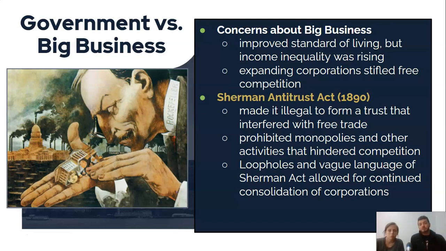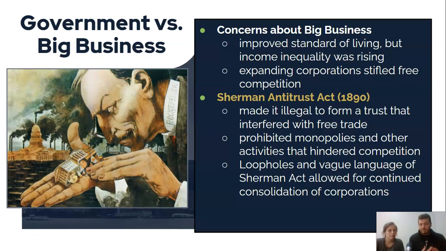So one way to deal with these trusts and these monopolies that were forming was the Sherman Antitrust Act of 1890. It was the first attempt to start controlling them. This made it illegal to form a trust that interfered with free trade, meaning companies could not raise or lower prices or sell less quality products because they had a monopoly. It prohibited monopolies and other activities that hindered competition. Again, when companies compete, usually the prices are lower, which is better for us, the buyers.